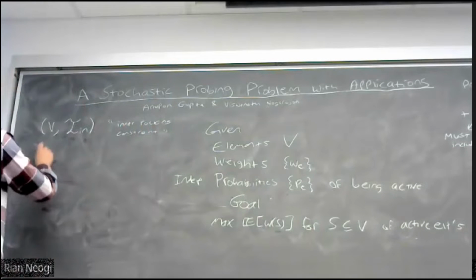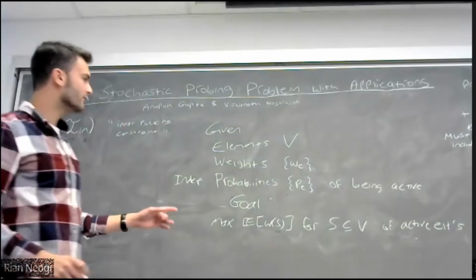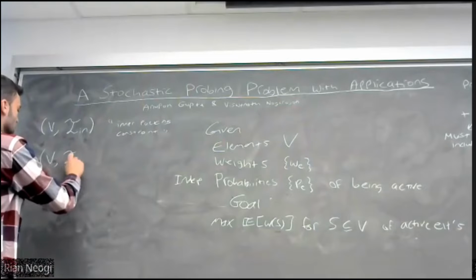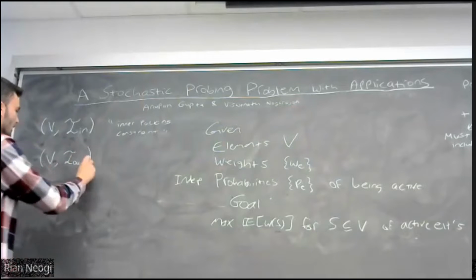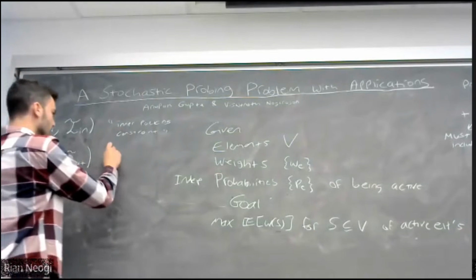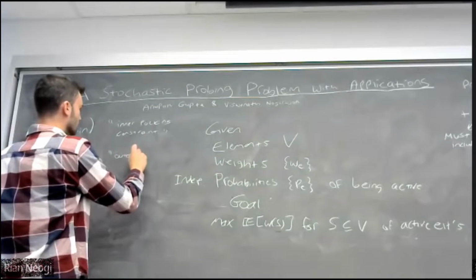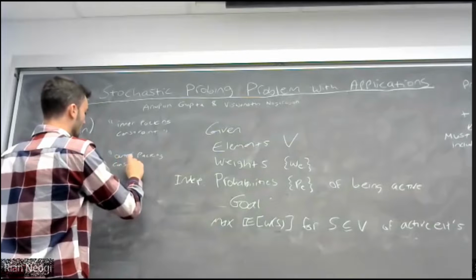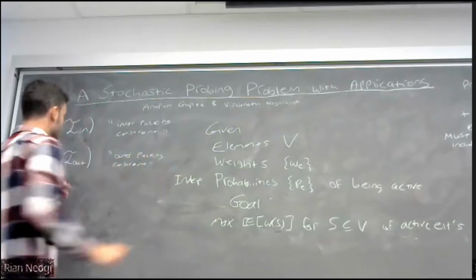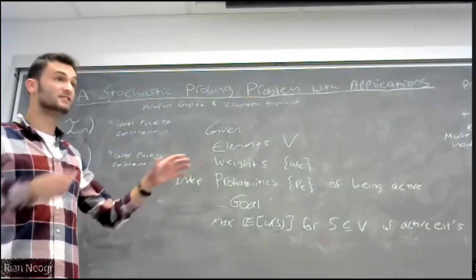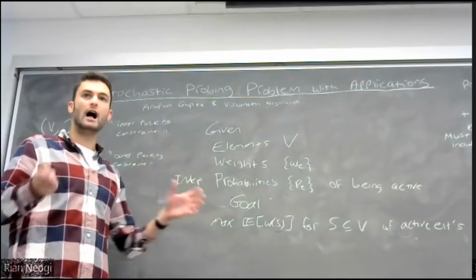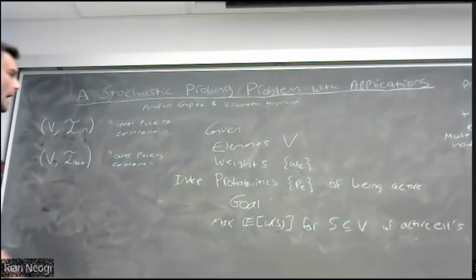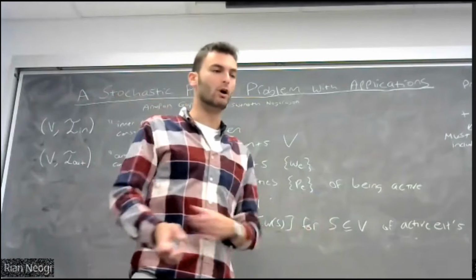And we're also going to have a constraint on the sets of elements that we're allowed to probe. So we have another independent system, V script I out, which they call the outer packing constraint. And this is restricting the sets of elements that we can probe at any stage in the algorithm. The set of elements that we probe has to be in script I out. And now it's a much more interesting problem.